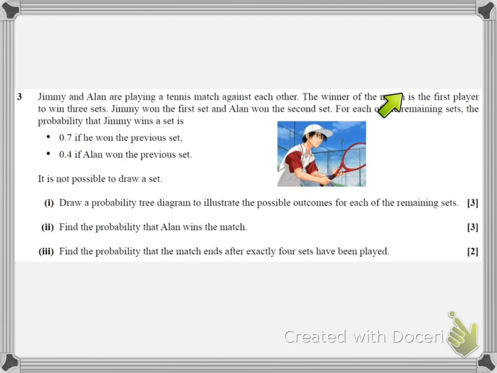So the winner of the match is the first player to win 3 sets. Jimmy won the first set and Alan won the second set. That's information that might be important later on.